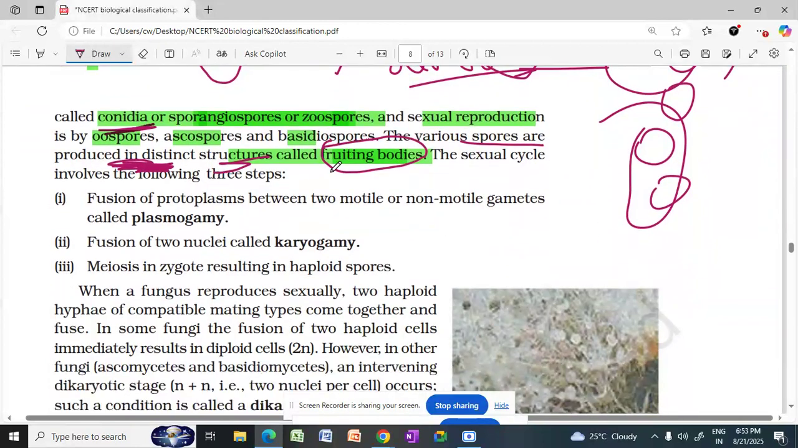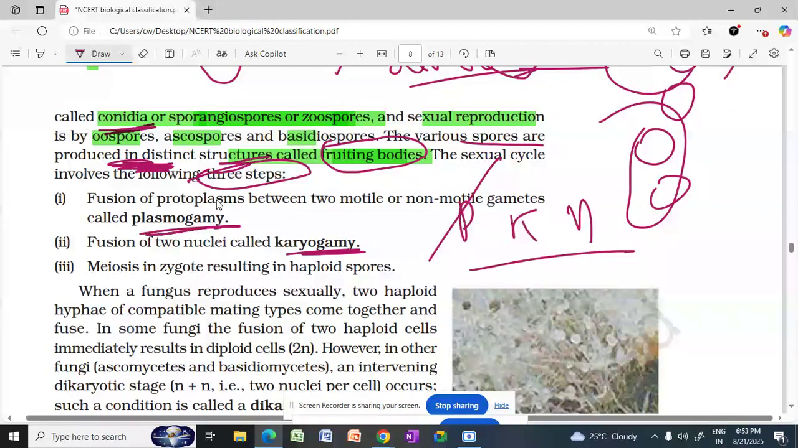The sexual cycle involves three steps. What are the three steps? First is plasmogamy. Second is karyogamy. Remember, this sequence can come in the exam. PKM. P for plasmogamy, K for karyogamy, M for meiosis. So fusion of protoplasm between two motile or non-motile gametes, that is called plasmogamy.